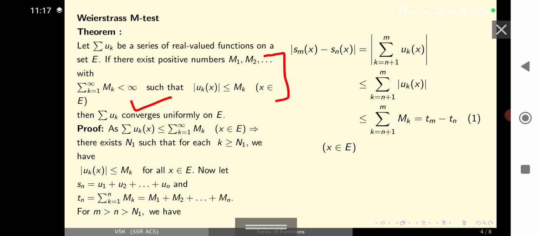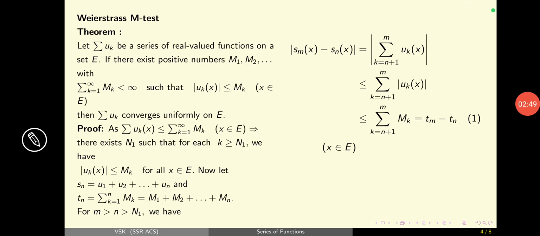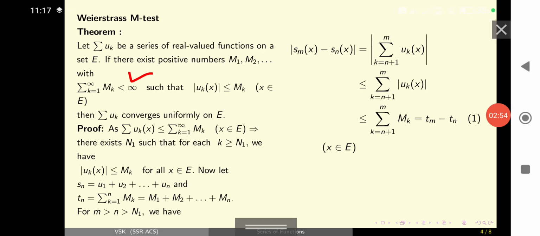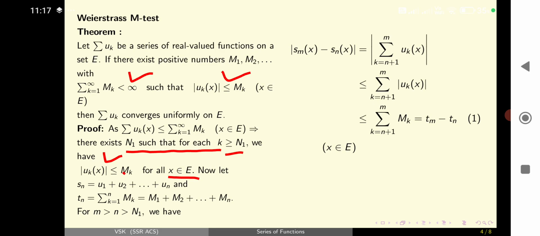So let us see the proof. As the series uk is dominated by this series, it means these two conditions hold, this one and this one. So this implies there exists n1 such that for all k greater than or equal to n1, modulus of uk(x) is less than or equal to mk for all x belongs to E. Now let Sn is equal to u1 plus u2 up to un, and Tn is summation k is equal to 1 to n, mk, that is m1 plus m2 up to mn.